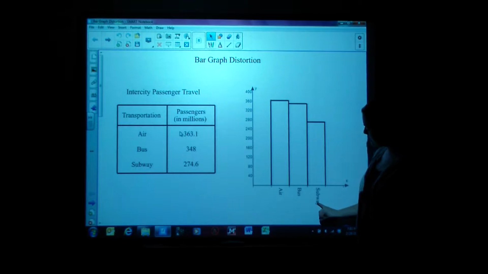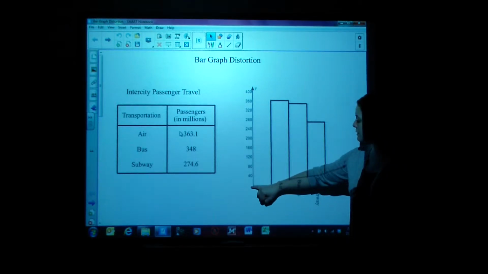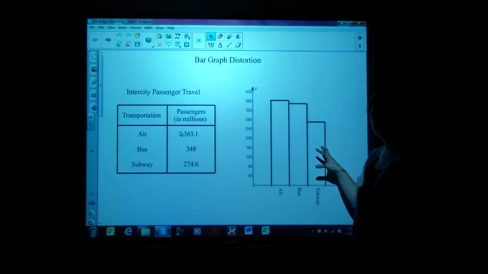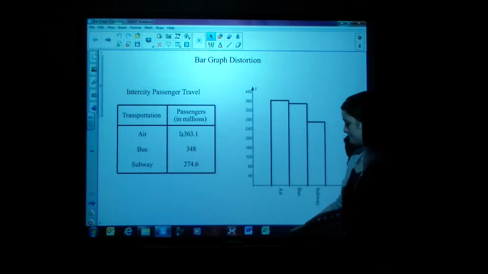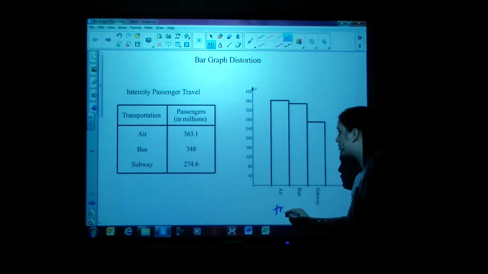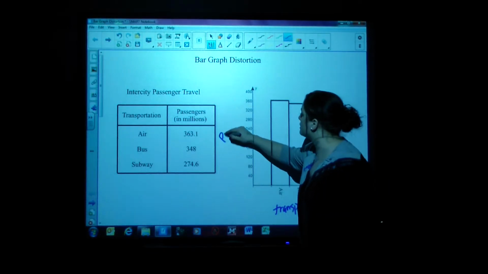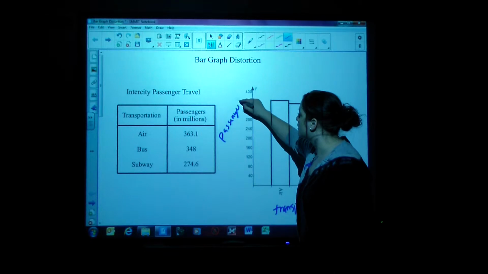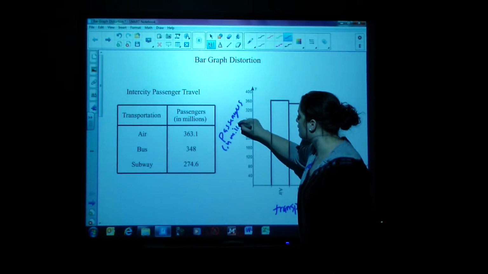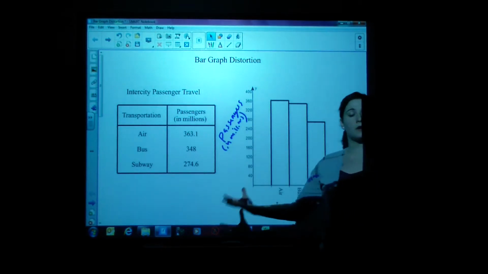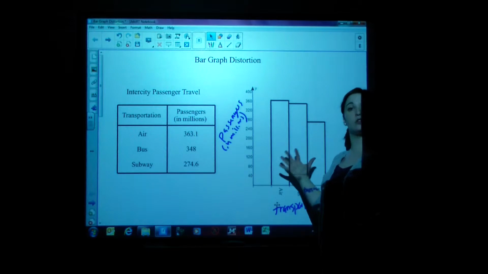It's another type of bar graph. But we have air, bus, subway, and if we notice, we start at 0 and we go right to 363, 348 on this one, 274.6 on this one. This graph is great, other than it needing some labels about transportation and passengers in millions. This graph is good. It's not skewing the data in any sort of way. It's representing the data as it should be represented.